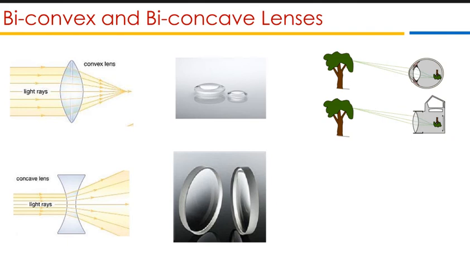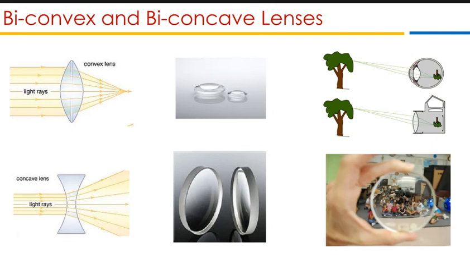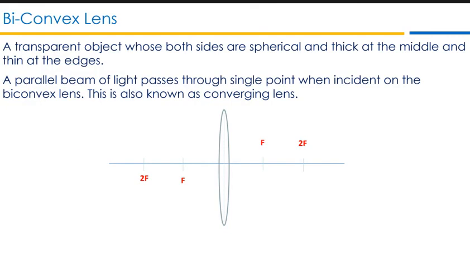The concave lens, the biconcave lens, is something when you send a parallel beam of light on it, it diverges, and it diverges in a way that it seems to come from a single point. And we can see further objects which are larger in size, but with this kind of lens we can see them smaller. So let's discuss the biconvex lens in more detail.